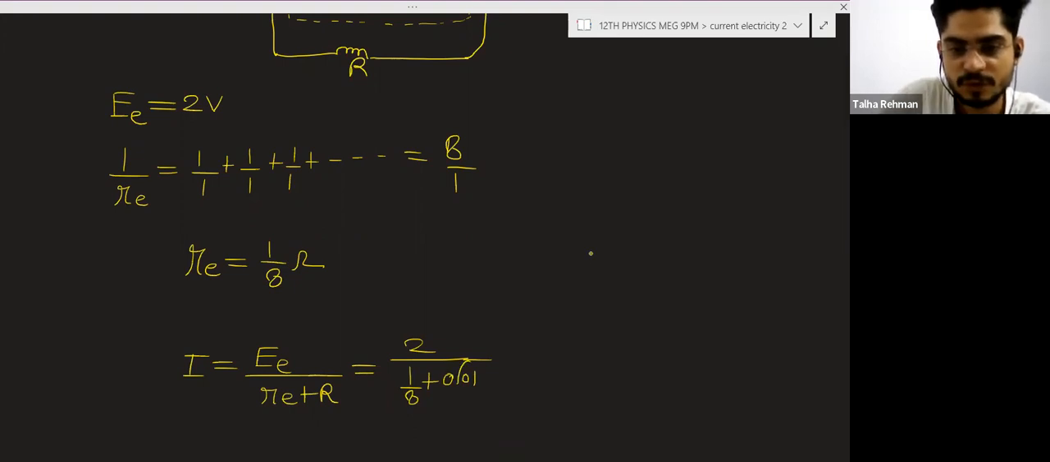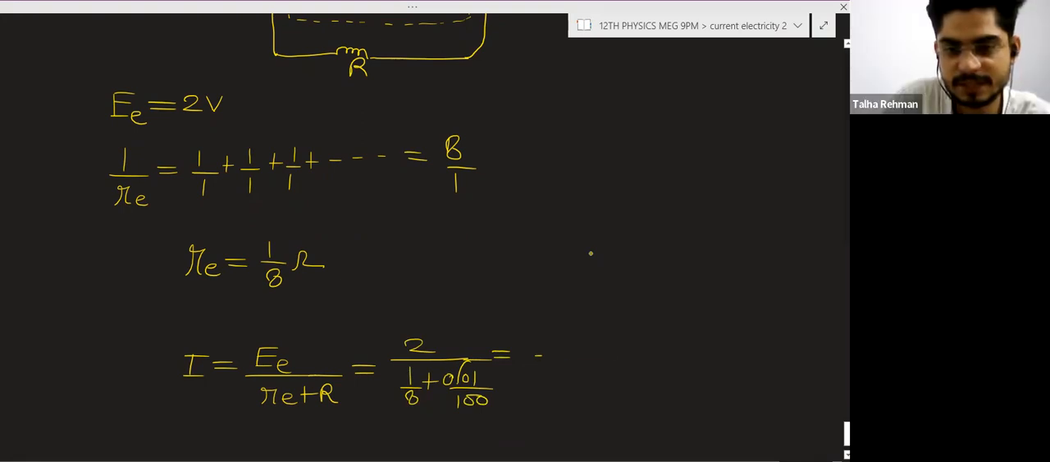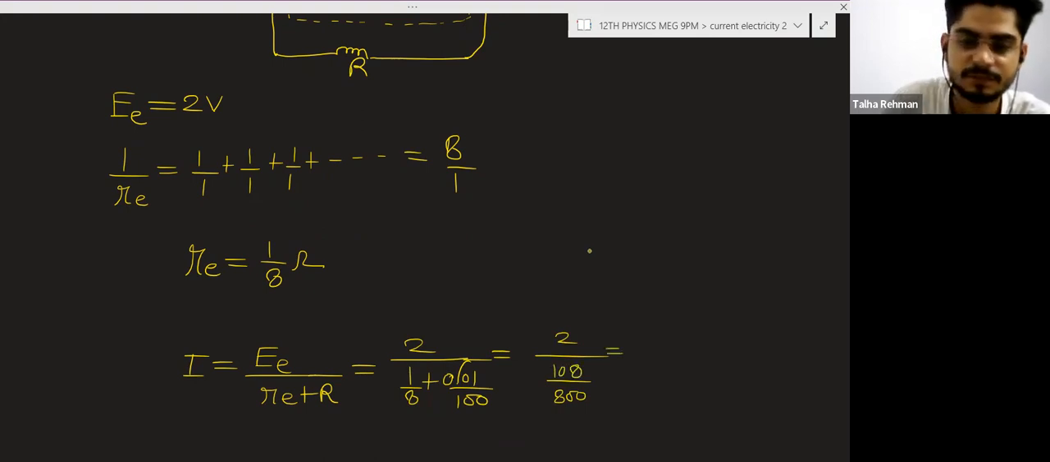What you will do, you will remove this point and you will get 100 here. 100. And you will take the LCM here. 800 will be the LCM, and this will be 100 plus 8. This will become 108, and you will get the answer.